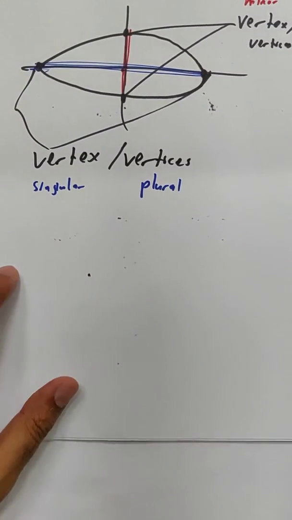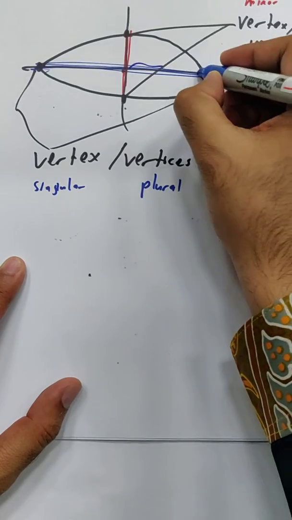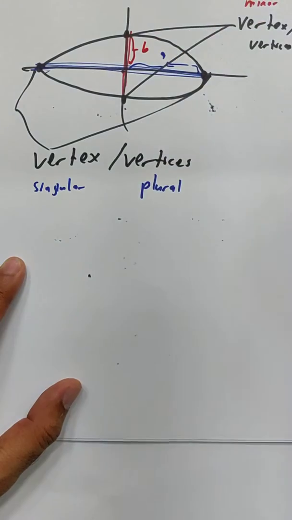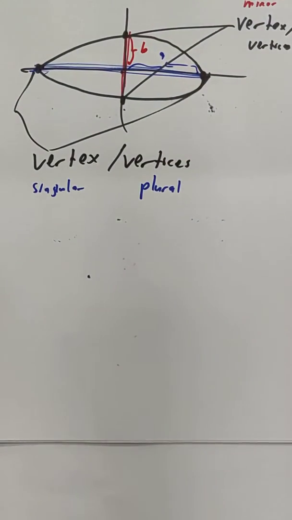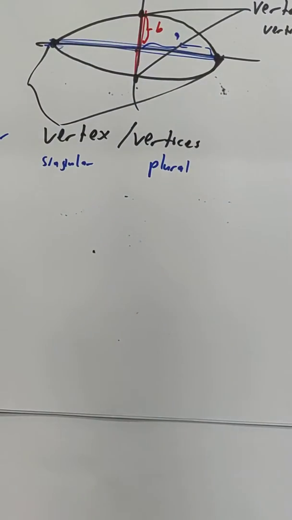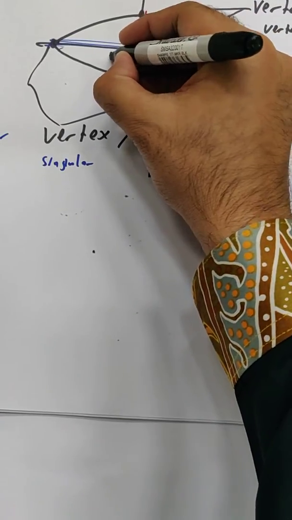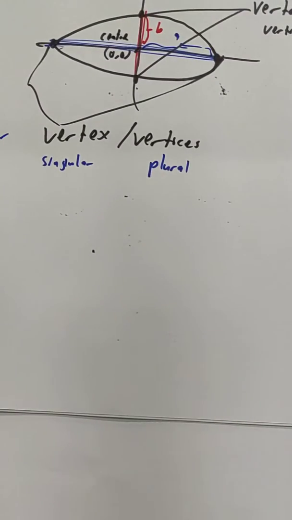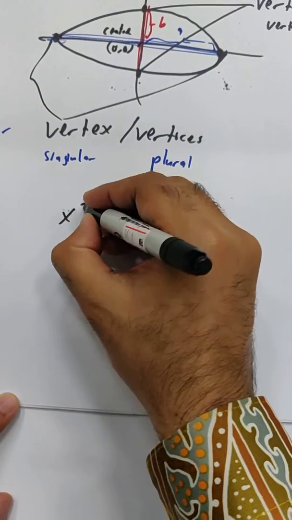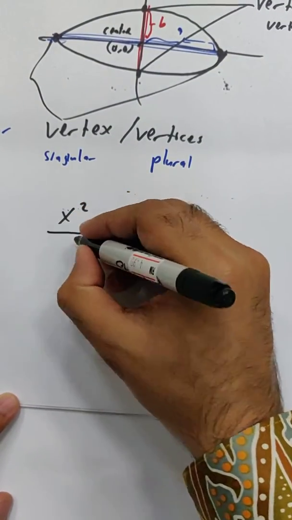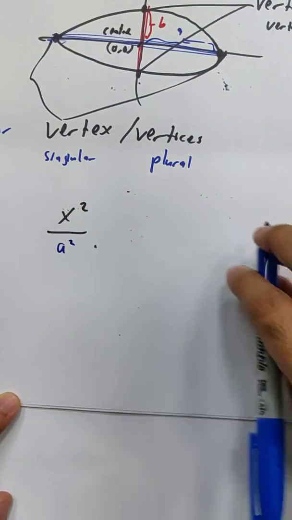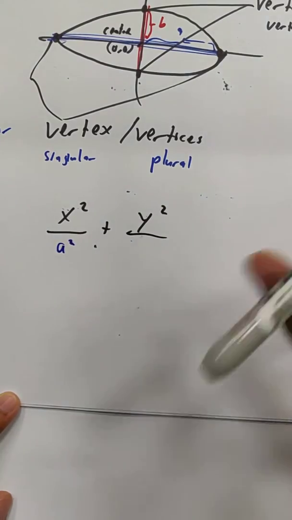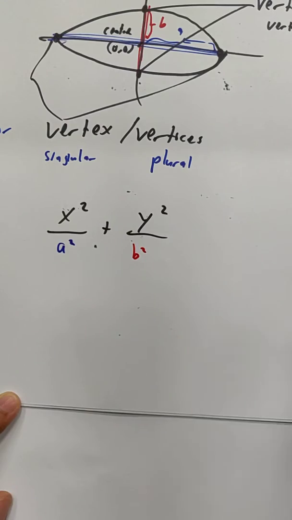So I want you to have a look a little bit. The length over here is A. The length over here is B. Okay, let's study this one. And the origin, the center, is 0, 0. So this is how we write down the formula: x squared over a squared plus y squared over b squared equals 1.